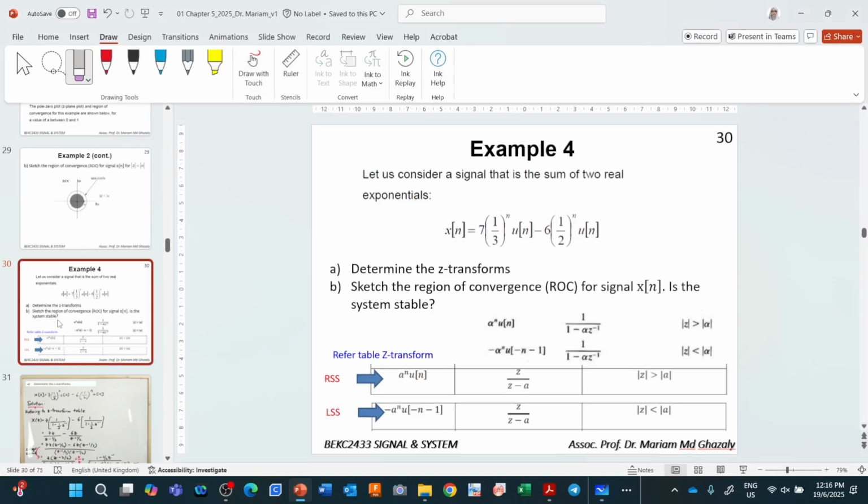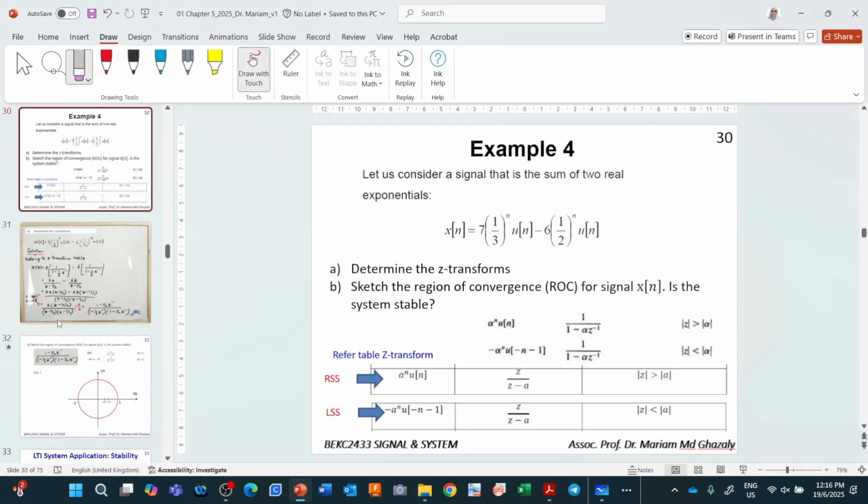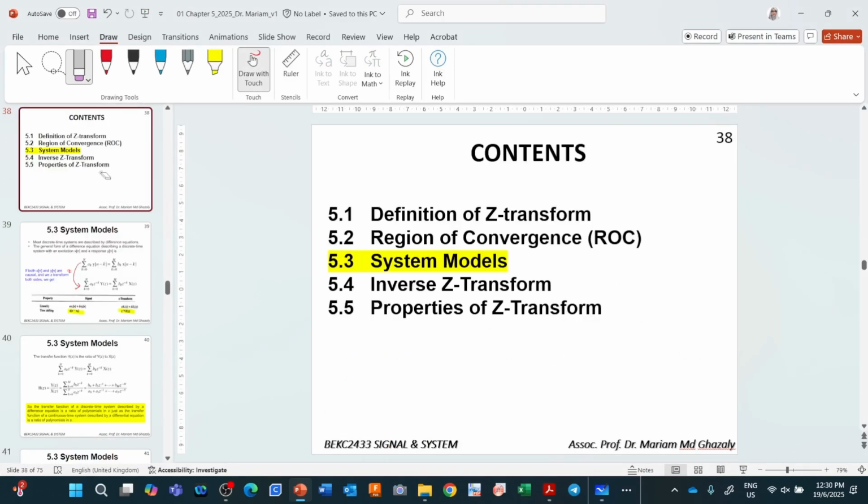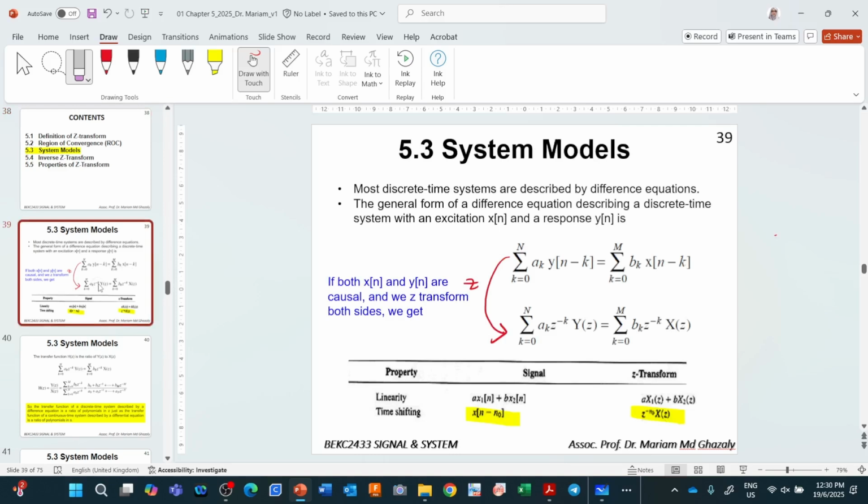Alright, we take a break, it's already like 12:15. We take a break. The inverse Z transform property, normally we will combine it together. Even for today, for the system model, I'm going to start to introduce you to the Z transform properties. So look at this slide.